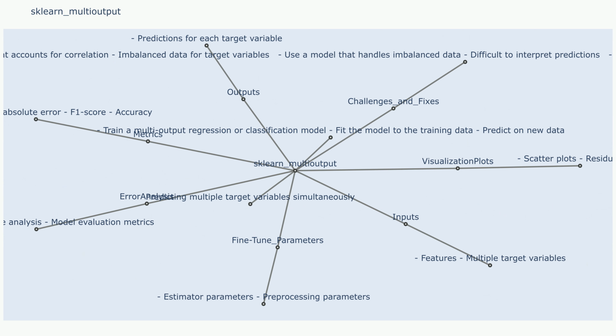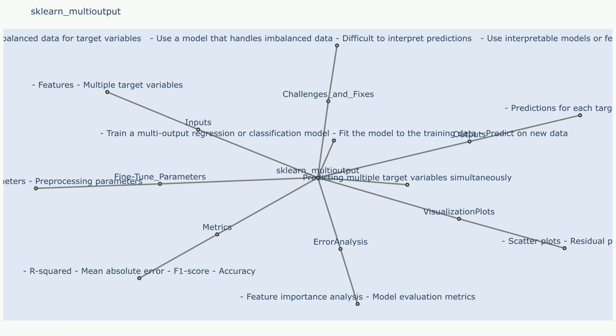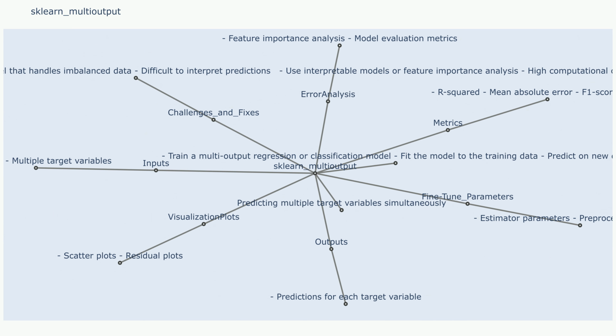Metrics. Metric 1. Explain in detail. R-squared (R2) score for each target variable. This metric measures how well the model explains the variance of each individual target variable. A higher R-squared value indicates a better fit. Metric 2. Explain in detail. Mean absolute error. This metric calculates the average absolute difference between the predicted and actual values for each target variable. A lower MAE indicates better accuracy.